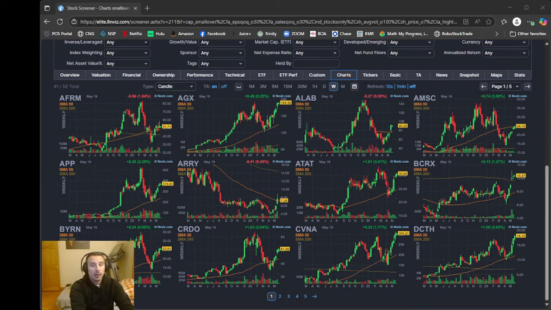Okay, next, A-Lab. How does that look? Okay, well, it's just starting to come around above the 50, above the 200. It's in the semiconductor space. A nice move up, starting to flag out a little bit here. A few more days, this thing could look good, right?